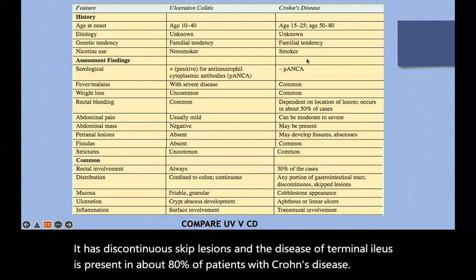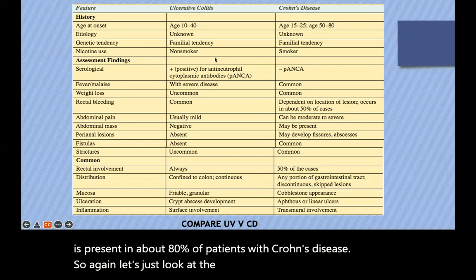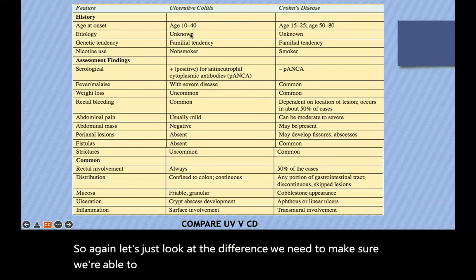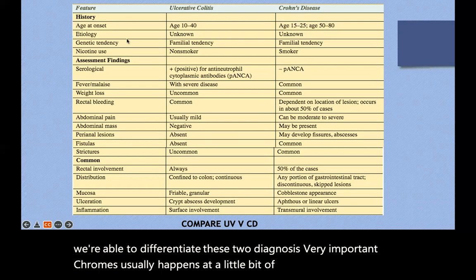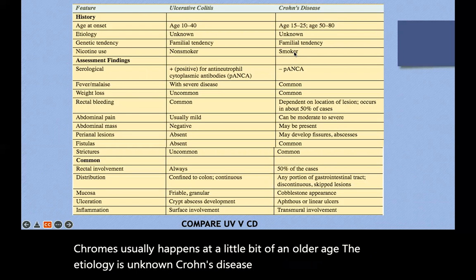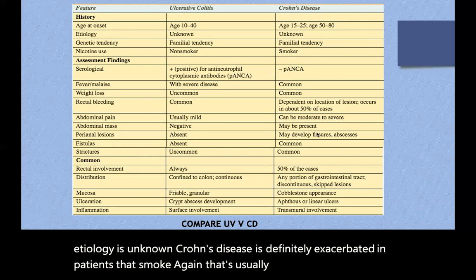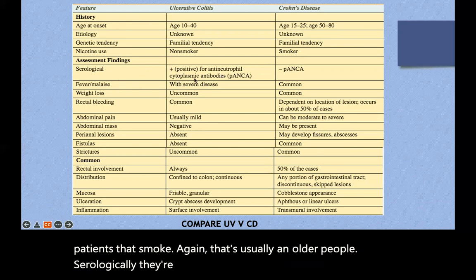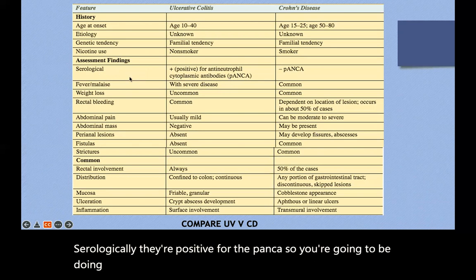So again, let's just look at the difference. We need to make sure we're able to differentiate these two diagnoses, very important. Crohn's usually happens at a little bit of an older age. The etiology is unknown. Crohn's disease is definitely exacerbated in patients that smoke. Again, that's usually in older people. Serologically, they're positive for the pANCA. So you're going to be looking at your serological results.